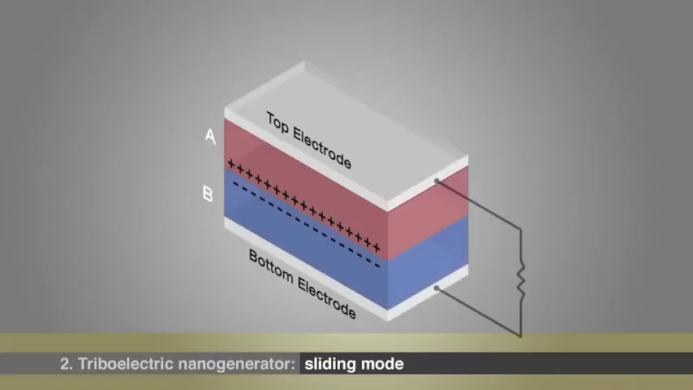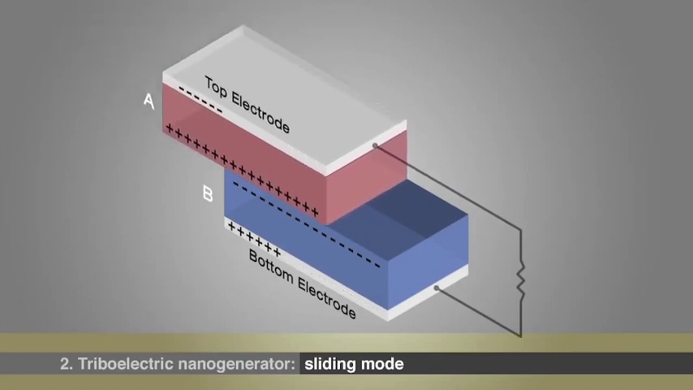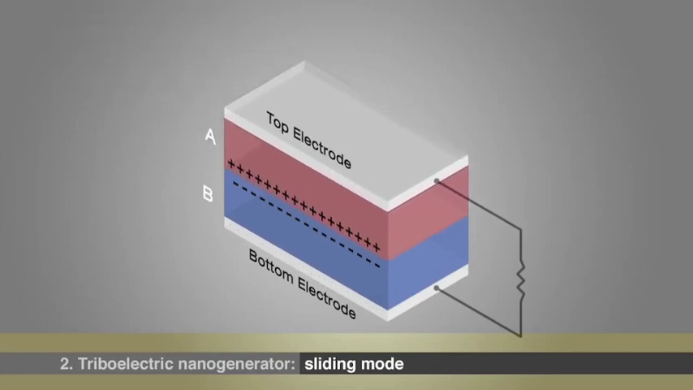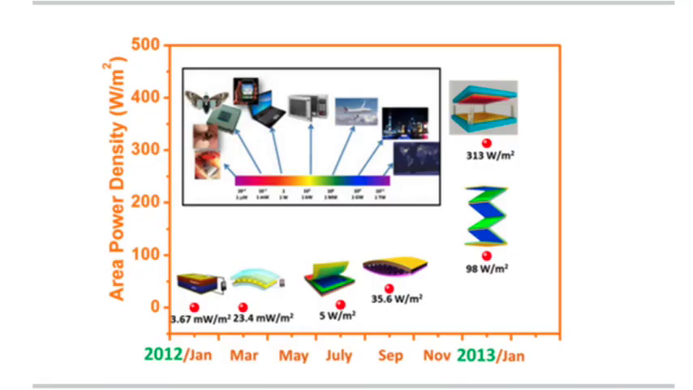The sliding mode works in a similar fashion, except the separation of charges occurs laterally as the two materials slide along one another. Current is continuously produced as the materials slide and is related to the rate at which the sliding occurs. This graph shows that area power density of triboelectric nanogenerators is increasing exponentially and has the greatest potential for high power applications.